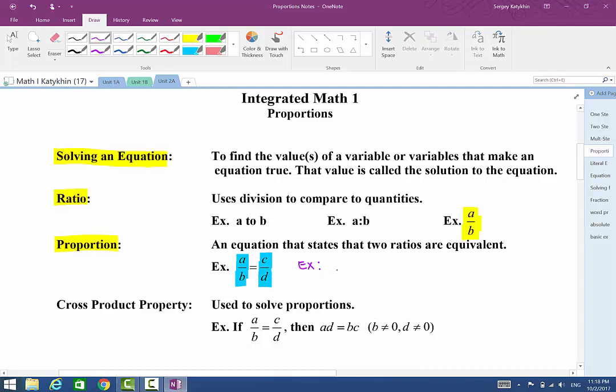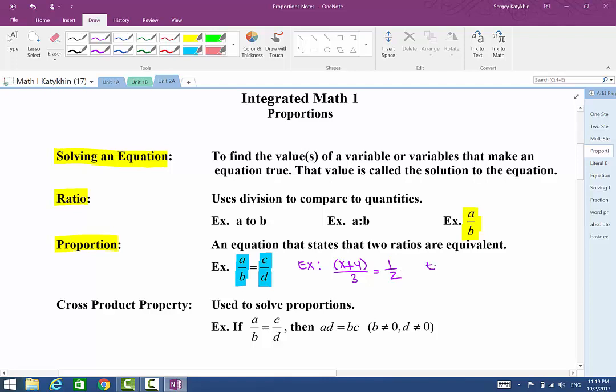Another example you can use is, for example, x plus 4 divided by 3 is equal to, for example, 1/2. Now that is also a proportion, because as you can see on the left side you have a fraction, even though it has x plus 4, but remember that is held together by a plus sign, so it's a group. You have a numerator divided by a denominator equal to a numerator divided by a denominator.